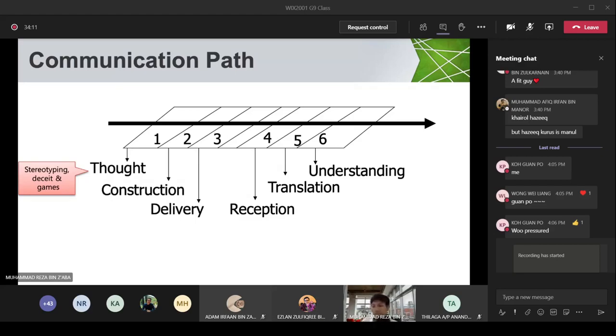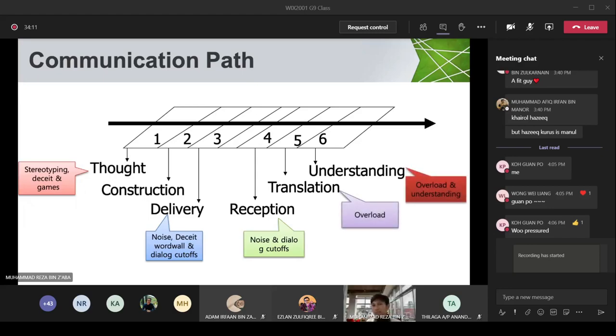And then during delivery, when you want to deliver your message, there may be noise or too many technical jargon that you use, and people just always cut off whatever you're trying to say. So that's examples of barriers as well. Next. And then when the other person receives your message, noise and dialogue cut off also play a role as one of the barriers of communication.